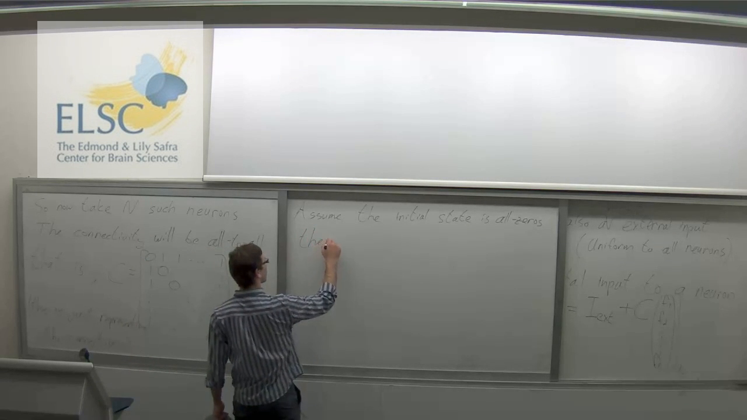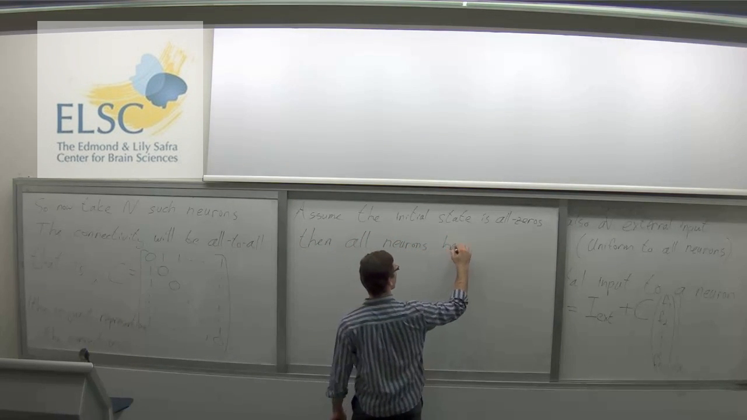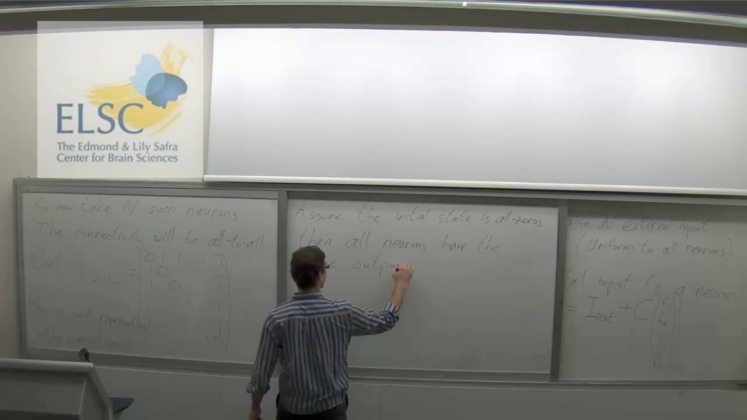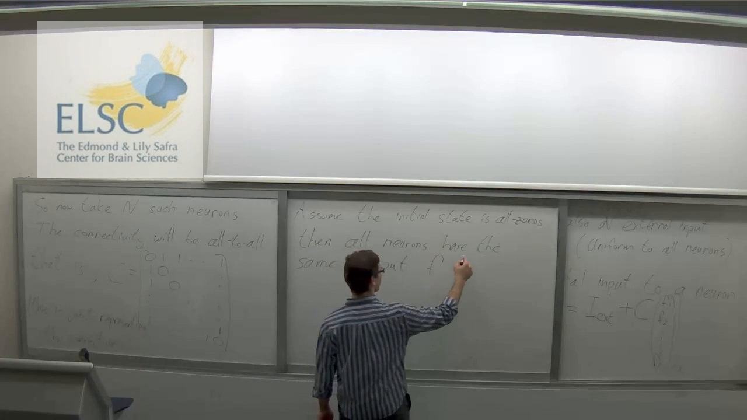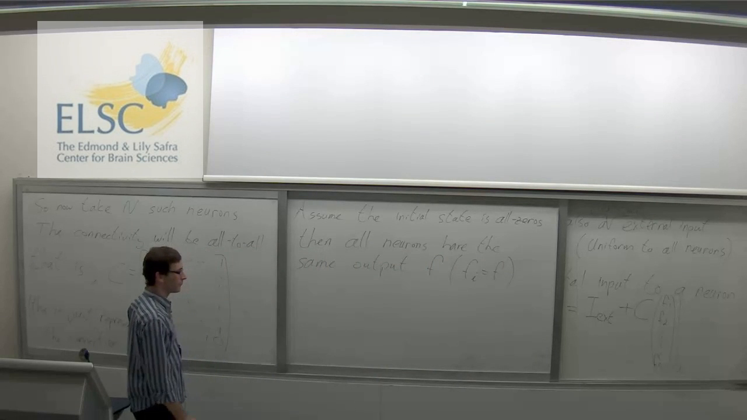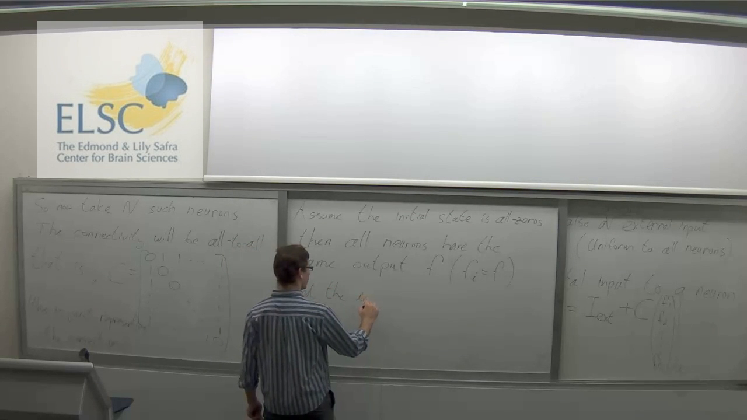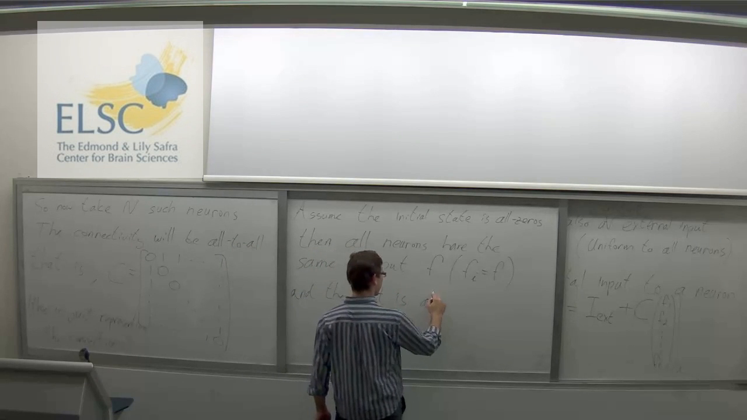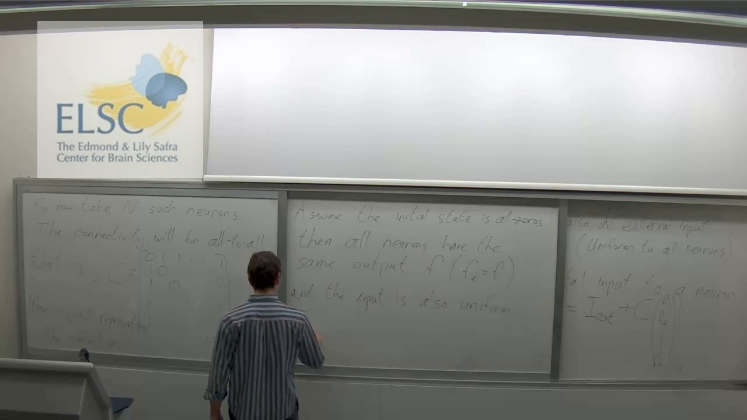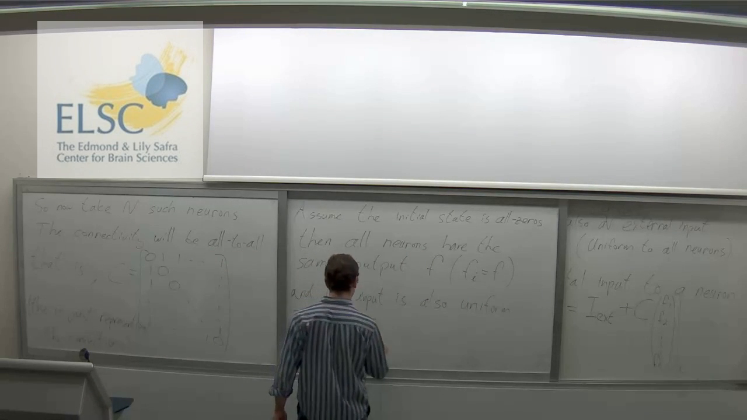Then all neurons have the same output f, meaning f_i equals f, independent of i, and the input is also uniform, independent of i, which is I external.